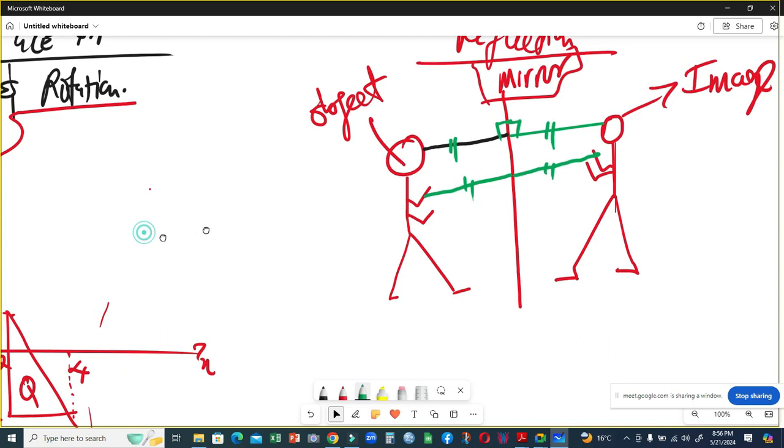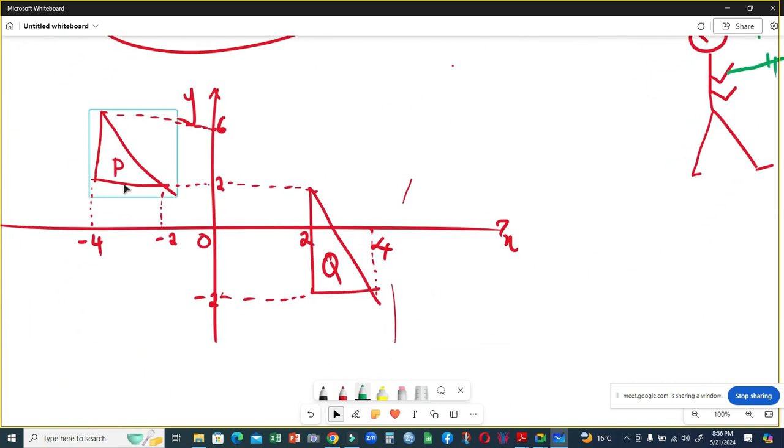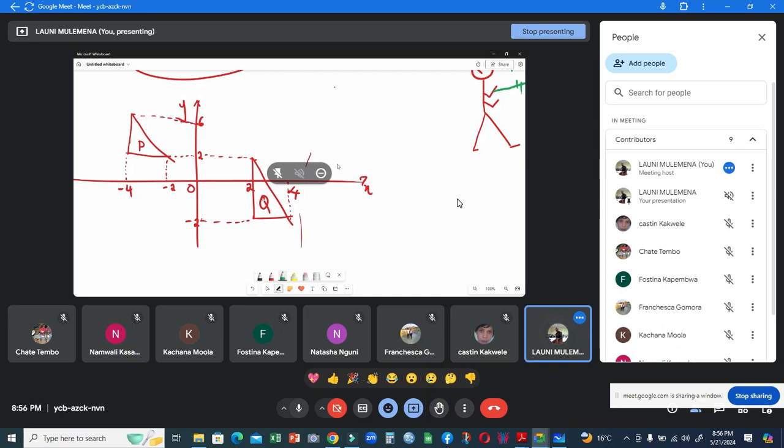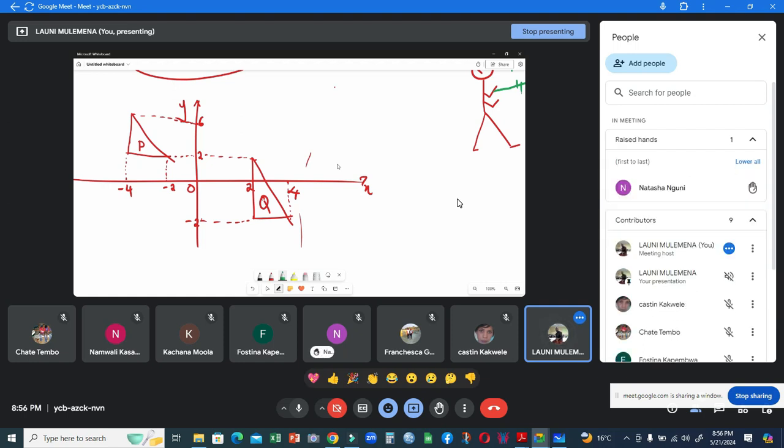Now, if we do these two diagrams here, are these shapes facing each other? What do you think? Let me get your views. P and Q, are they facing each other? Who can try? Yes, Madam Grace. Yes, they are facing each other.